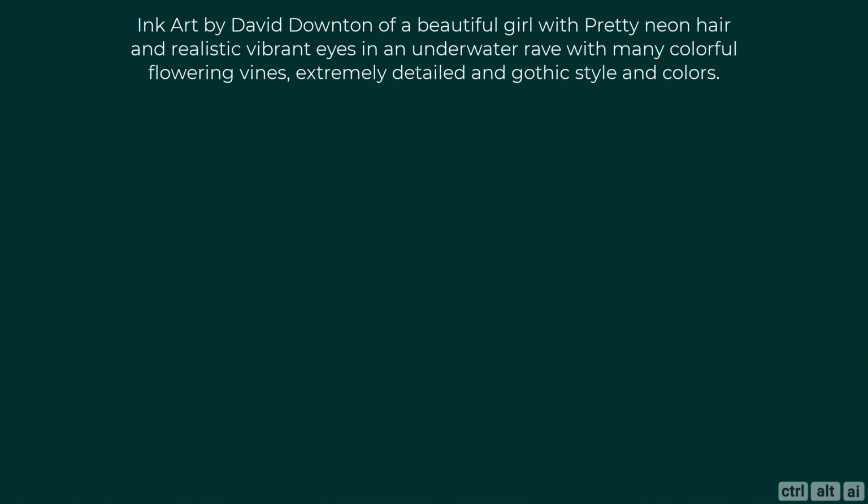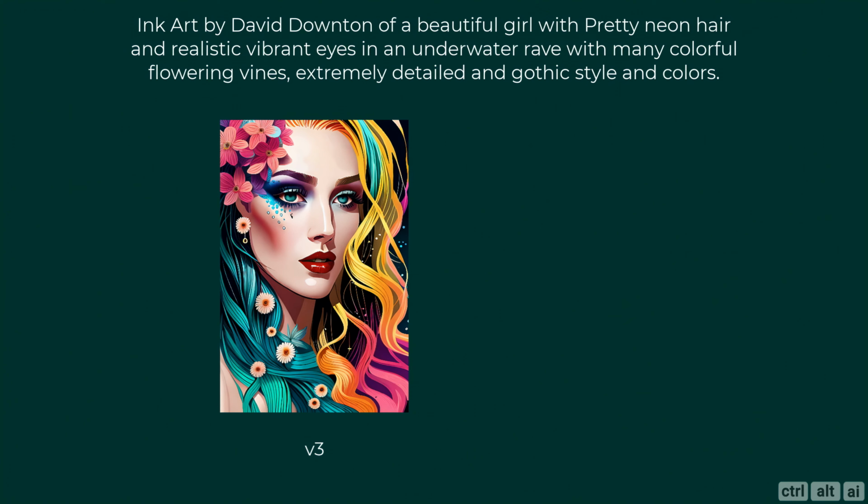Let's try the first prompt. Ink art by David Downton of a beautiful girl with pretty neon hair and realistic vibrant eyes, in an underwater rave with many colorful flowering vines, extremely detailed and gothic style and colors. This prompt was from the previous video. It's the thumbnail of that video on YouTube. This is what we got earlier.